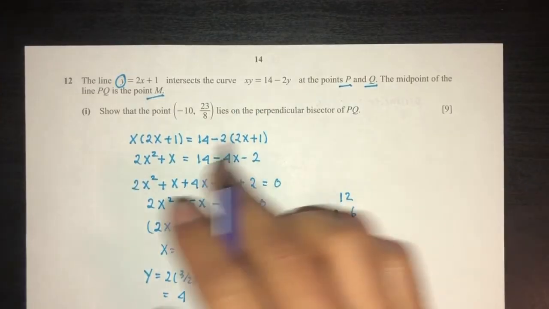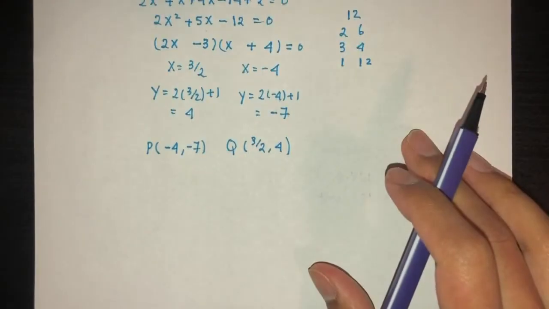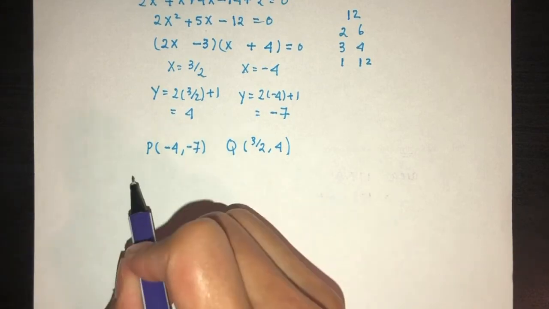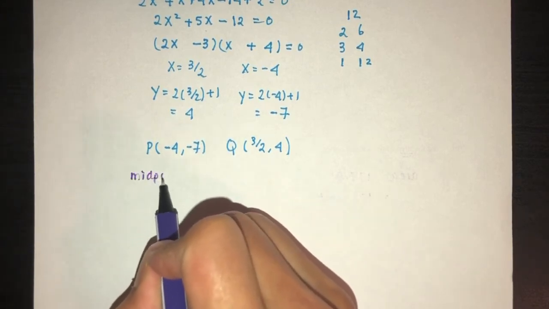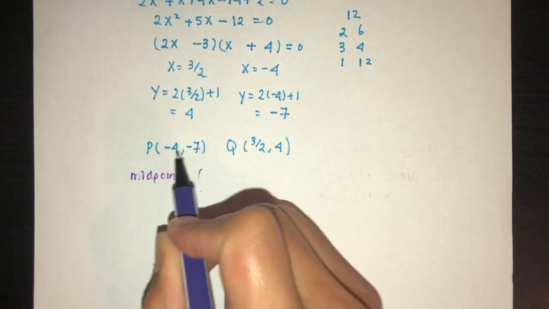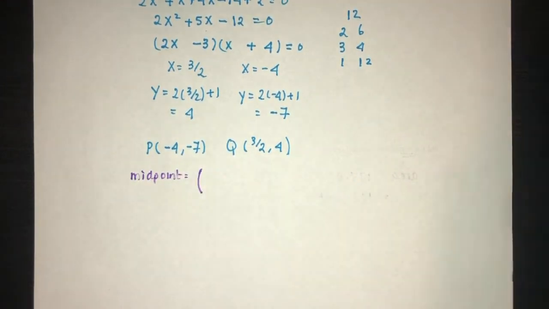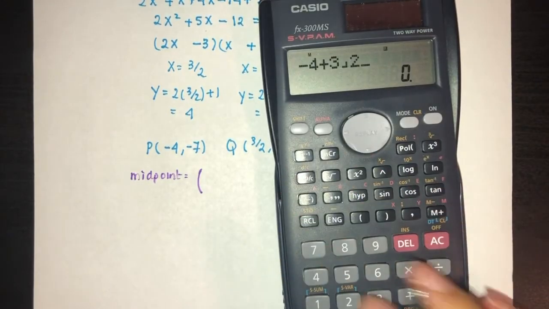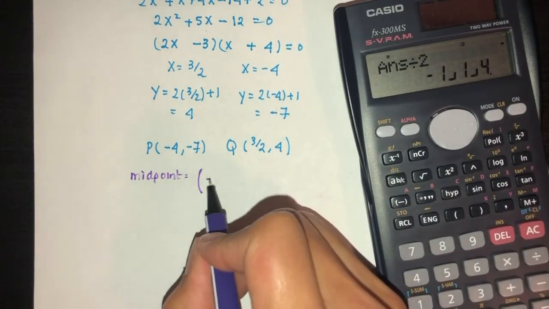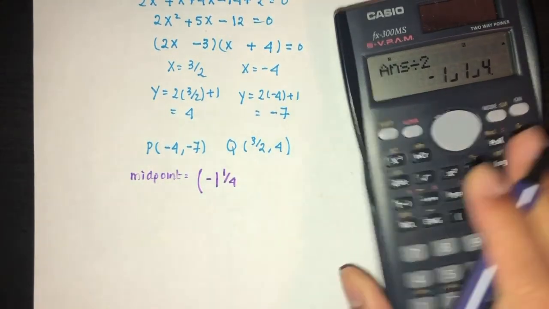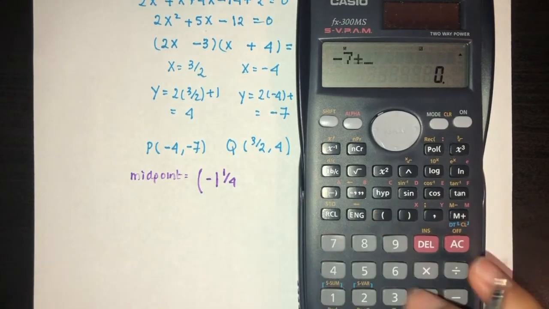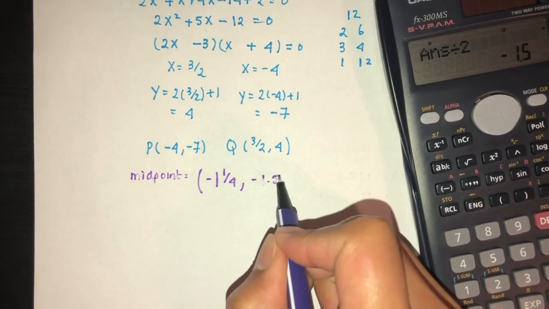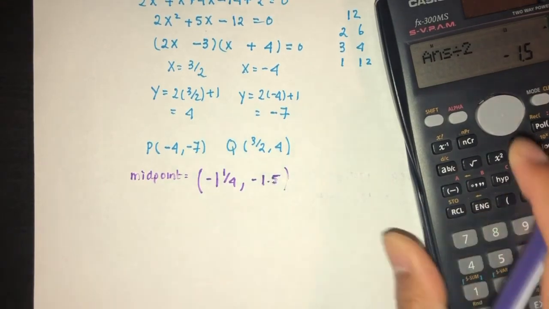Now we have to find the point M, right? Point M is given to you by the midpoint, which is x1 plus x2 over 2. So let's do that. Minus 4 plus 3 over 2, divided by 2. That should be minus 1 over 4 for your x value. And for your y, it is minus 7 plus 4 divided by 2. That should be minus 1.5 for your y value of the midpoint.